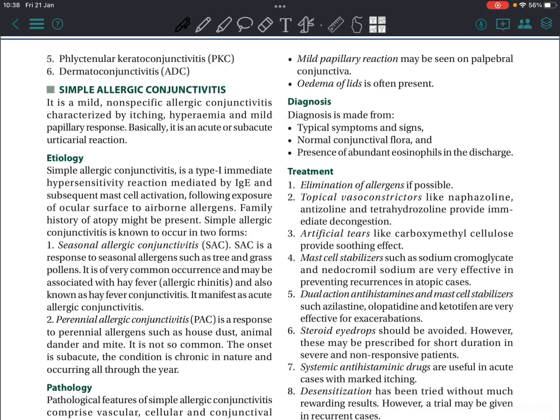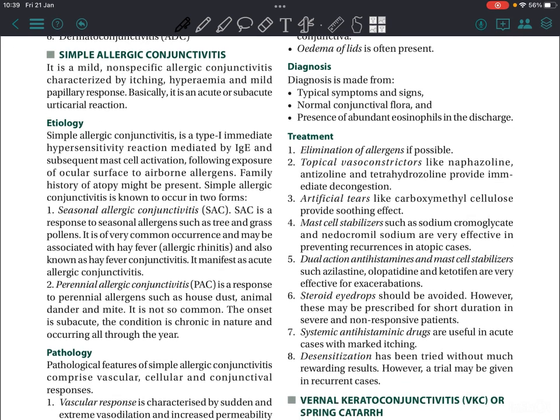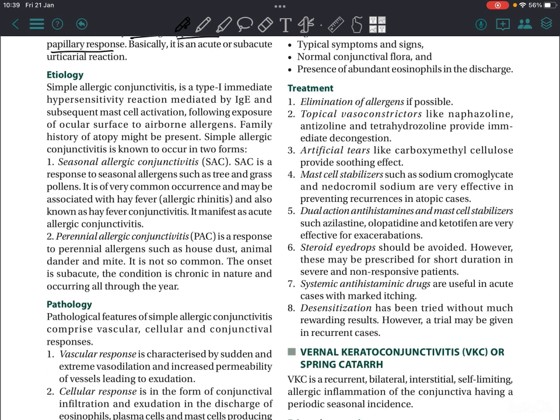We will see about allergic conjunctivitis. There are many types of allergic conjunctivitis. The first type, let's see about simple allergic conjunctivitis. It's a mild non-specific allergic conjunctivitis characterized by itching, hyperemia, and mild papillary response.